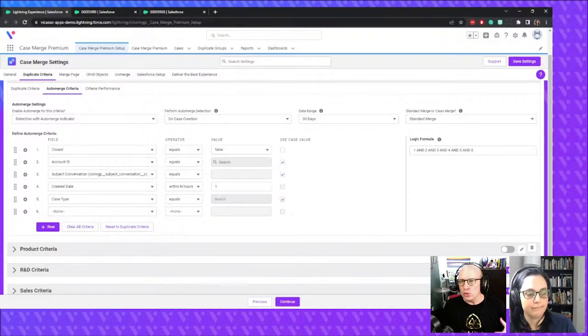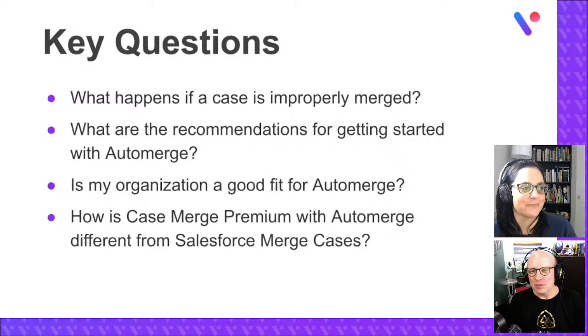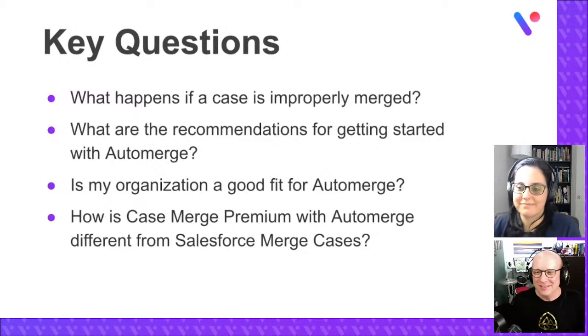All right. So at this point, should we dive into Act 2 and talk about key questions? Are we ready for that part? Sure. All right. So now I have to do the thing in our streaming software to go into that. So what happens, and this one's great, and I think we're going to jump back in and deal with this, but what happens if a case is improperly merged? What do we have there?